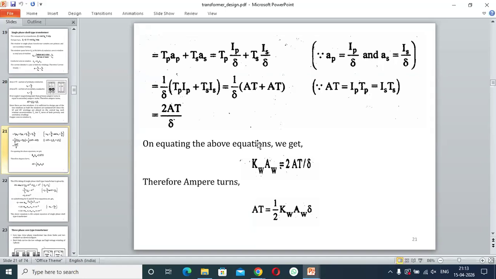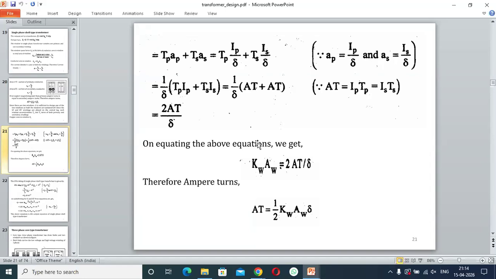So now we calculate again. AP can be given as IP divided by delta, meaning how much current density there is and how much current is flowing, from that we get the cross-sectional area. And we also get IS divided by delta. So this will give you the area of the second one. So we just replace AP and AS with IP and delta.